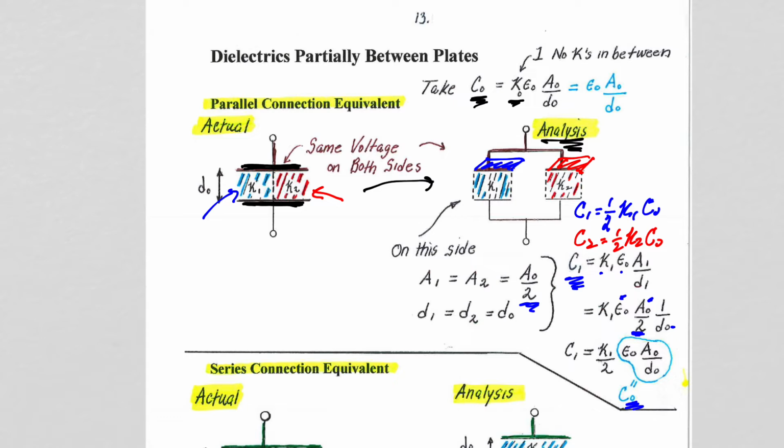So therefore, when we do the new capacitance, new meaning after the insertion of the dielectrics, we get C1 plus C2, which gives us the 1/2 factors out. We're left with kappa 1 plus kappa 2 times C naught. So there you have it. So this is the type of problem we're looking to solve.